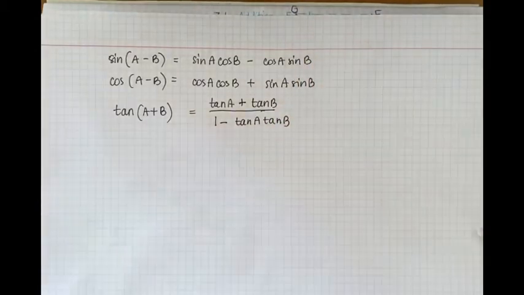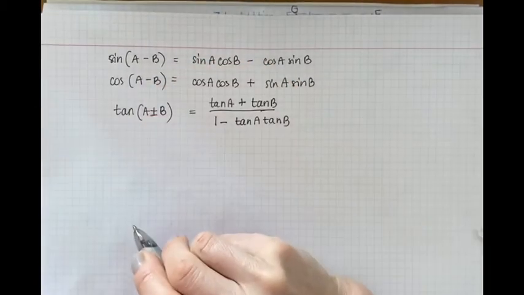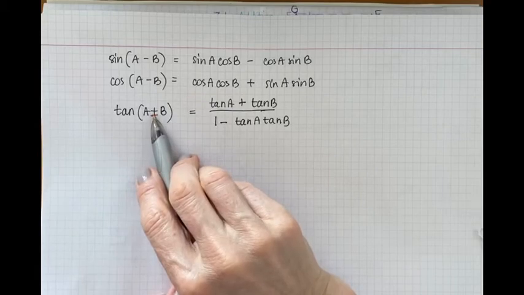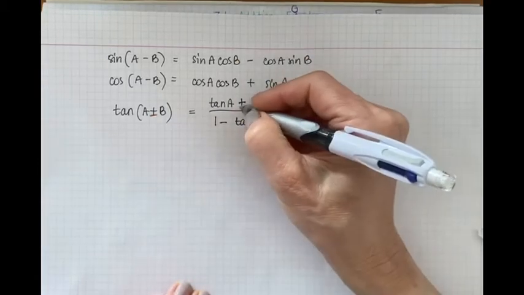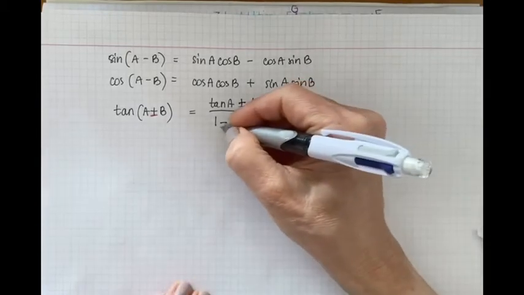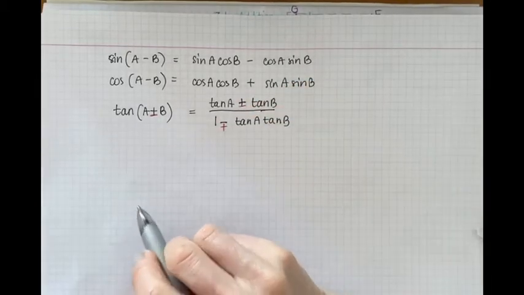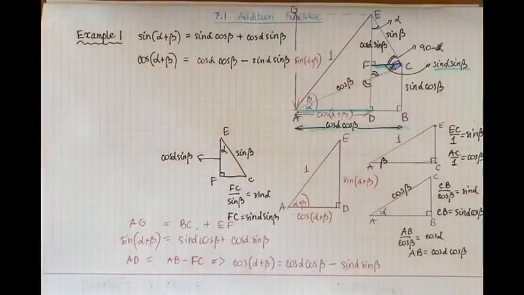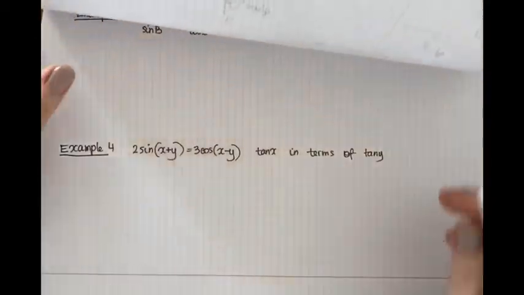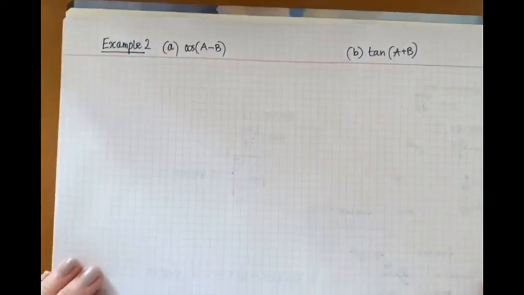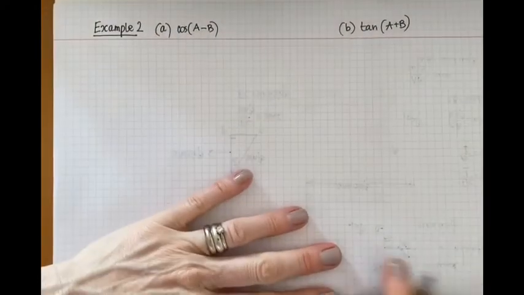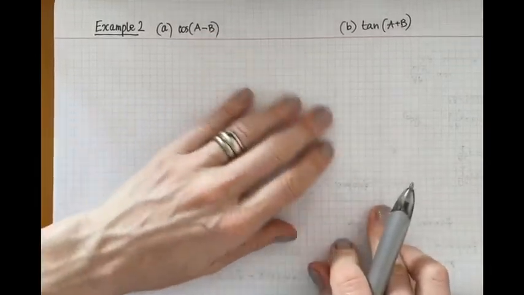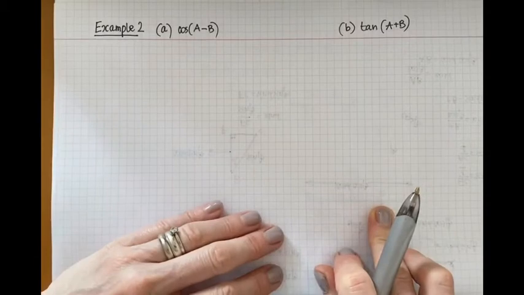Now, in the formula booklet, the result for A minus B is actually included within the result for the addition formula. All you need to do now is swap these to opposite signs. So when there is a plus, it becomes minus. When there was a minus, that would be plus. Okay, so we're going to move on to example 2. In example 2, we are going to prove, using the results from before, the two results that I've written, cos A minus B and tan A plus B.